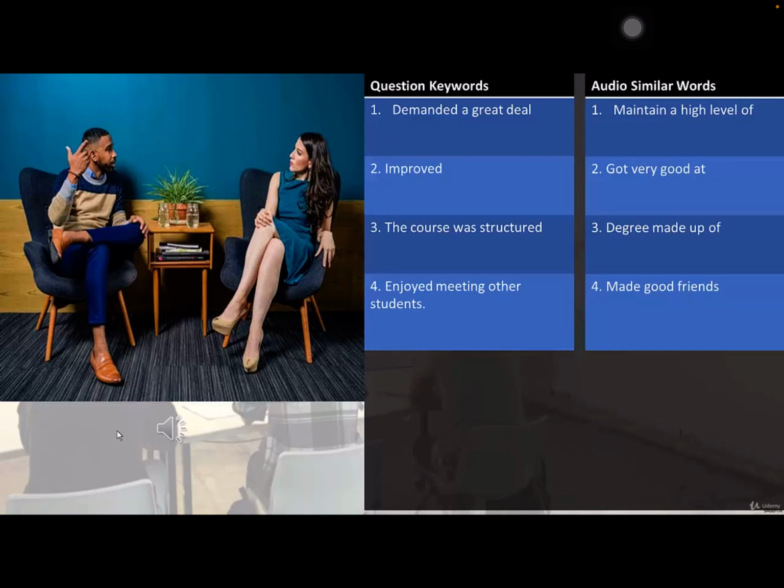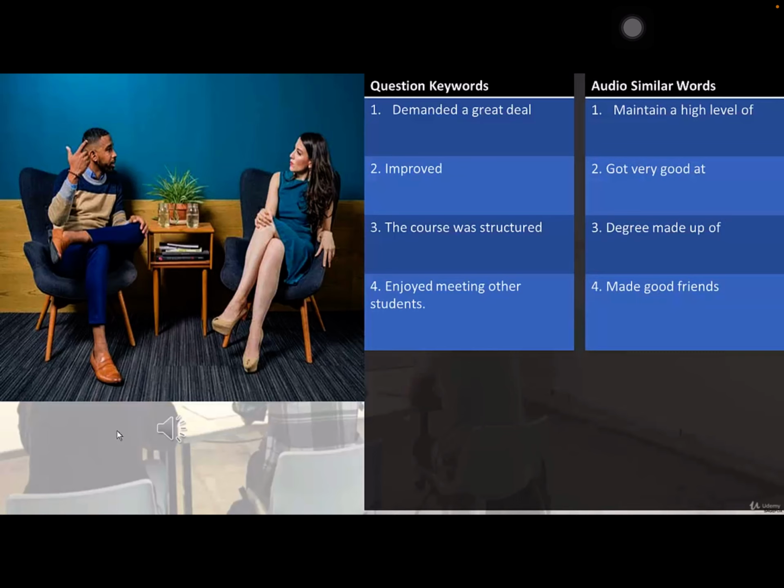And then for number 4, the question keywords were enjoy meeting other students, and then the audio similar words were made good friends. So all the answer choices are connected to those similar words. If you can hear the similar words, you hear the answer choices connected right there. That's the skill we're working on, everybody. That's what's required of you to be able to do.